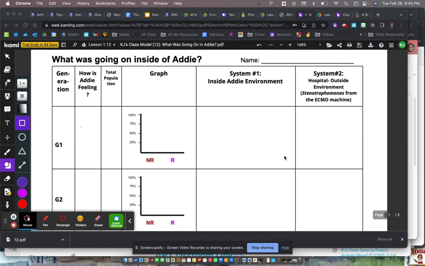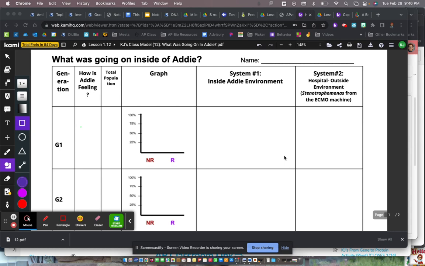Hey, we've been learning about Addie and finding out kind of what happened to her. We remember that she got sick from some bacteria. Maybe it came in through a scab that she was picking. That was the community spread MRSA. And then she got really, really sick. And then they put her on the ECMO machine and she picked up another bacteria called Stenotrophomonas. And that was a resistant bacteria and she got even sicker.